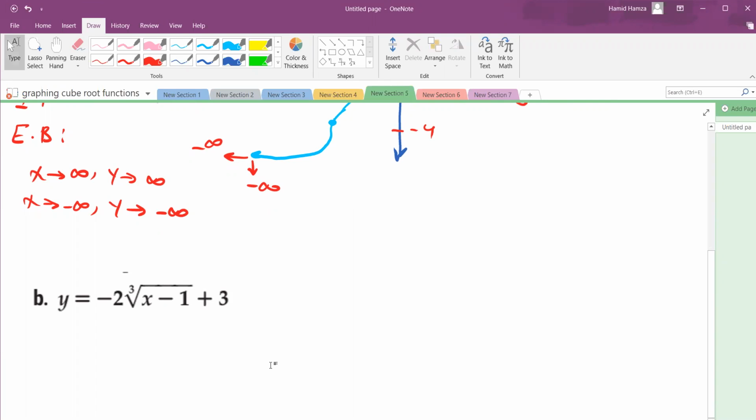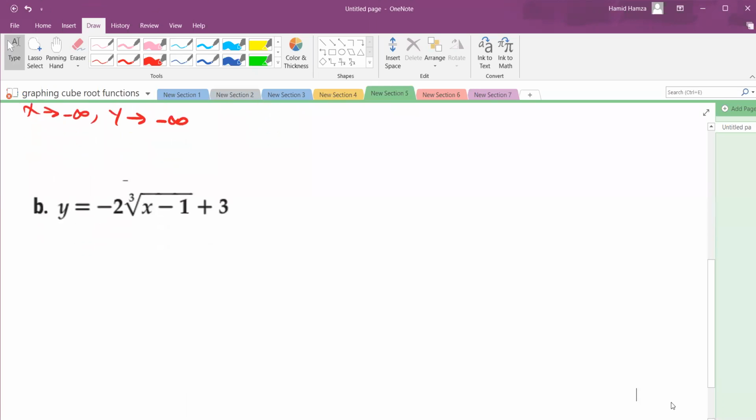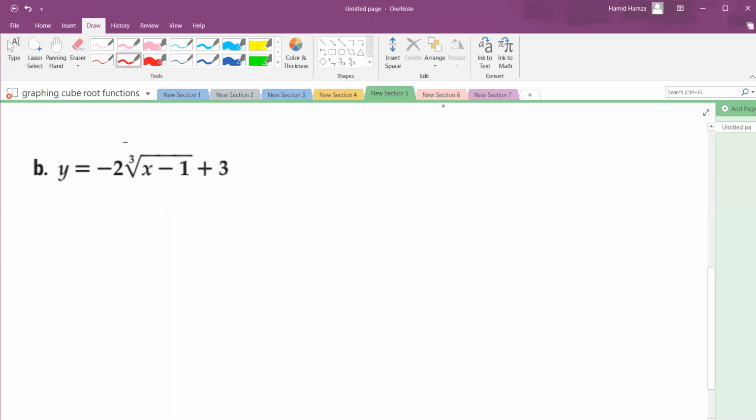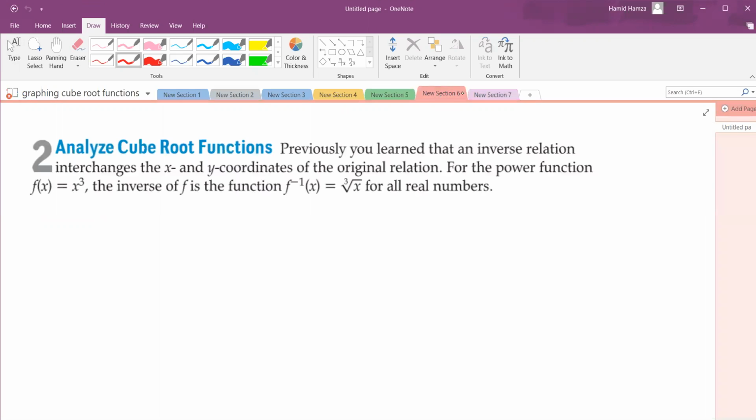So who can describe the transformation on this function, guys? Okay, let me leave it.